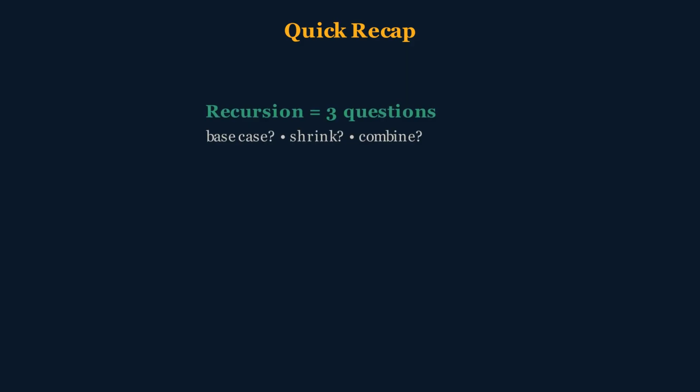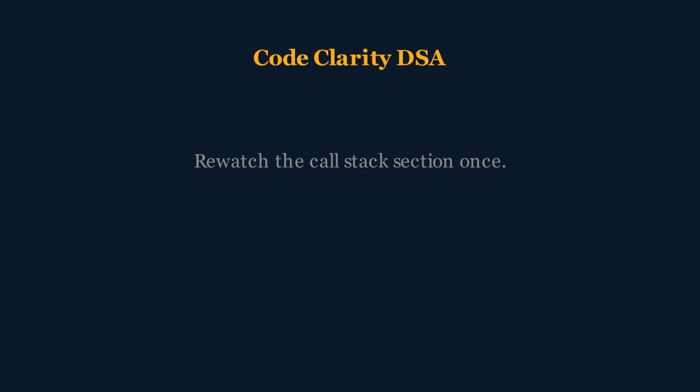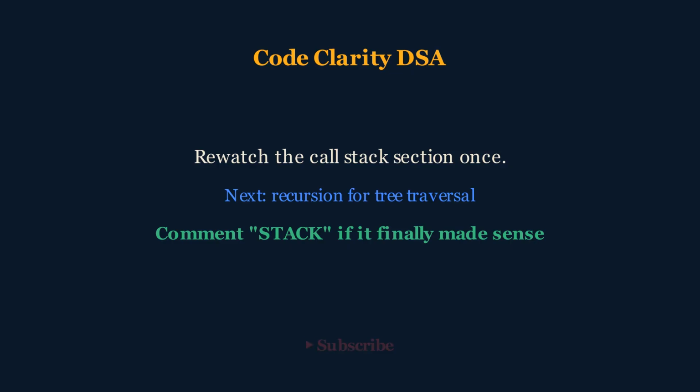Lock it in. Recursion is 3 questions. What's the base case? How do we shrink the problem? And what happens when the answer comes back? The call stack stores every active call. It grows going down and shrinks returning up. And backtracking is just choose, explore, undo, try next. If recursion ever confused you, save this and rewatch the call stack section once. That one idea unlocks almost everything. Next, we'll use recursion for tree traversal and real interview problems.